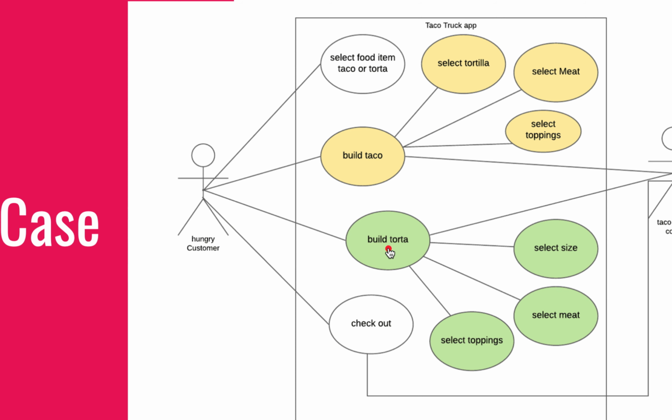You could also select a torta. For those of you who are not familiar with what a torta is, it's just a sandwich. And they are built or prepared the same way a taco would be. You choose a meat and then you select some toppings. In this case, the torta would have a size. Some taco trucks have different sizes of these sandwiches, so that's why I put it there.